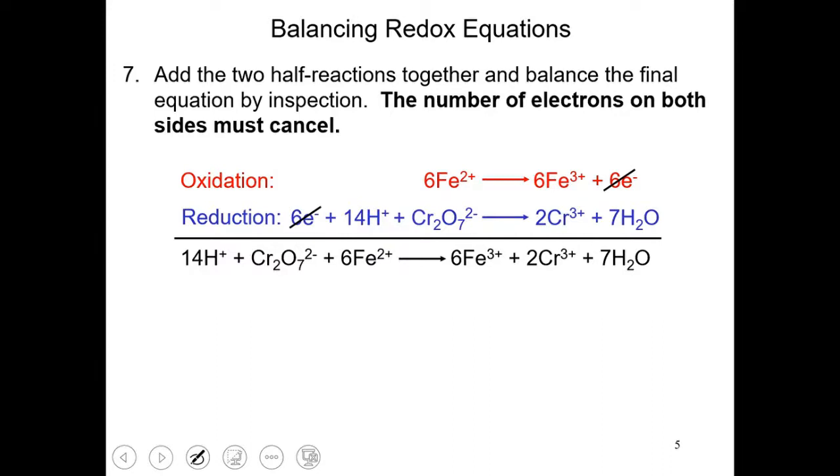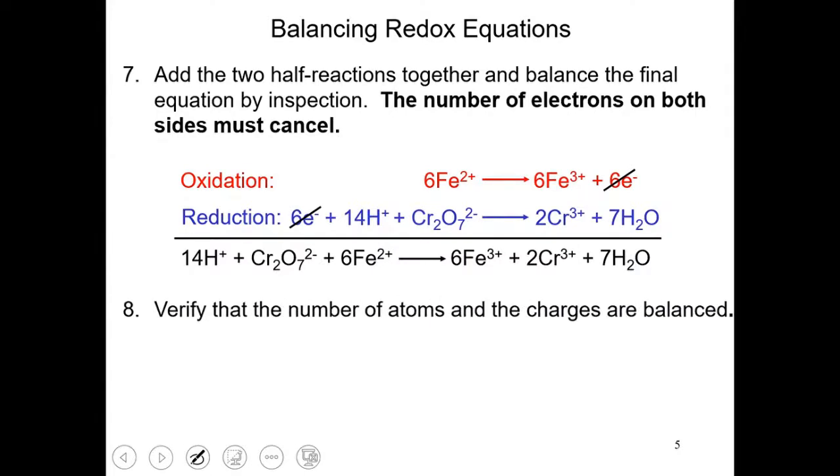It's very important when we do this, at least until we get a little more experience, that we make sure that everything squares off. For example, do all the atoms balance out? So I have 14 hydrogens on the left, and then I have 7 times 2, that's 14 on the right. Okay, that checks. I have 2 chromium atoms on the left, 2 chromium atoms on the right, check. I have 7 oxygens on the left, and via the 7 water molecules, I have 7 oxygen atoms on the right. And then I have 6 irons on both sides. So we're good as far as atoms are concerned.